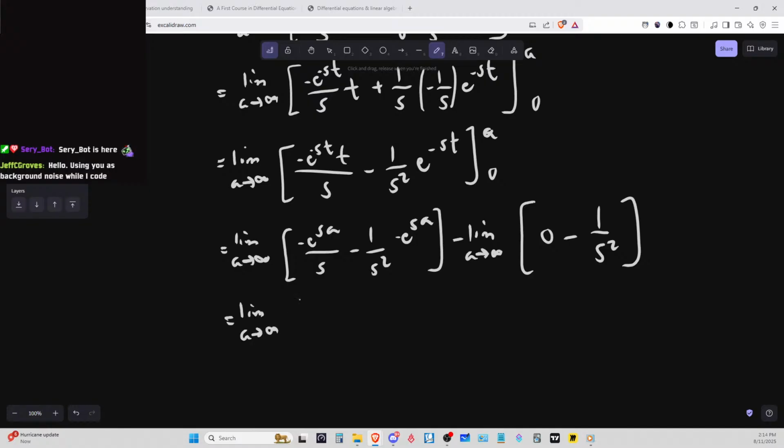Together so that we have e^(-sa), oops, there we go. Then we do negative e^(-sa). Technically, that would all be minus. Well, actually, we can put a plus there.